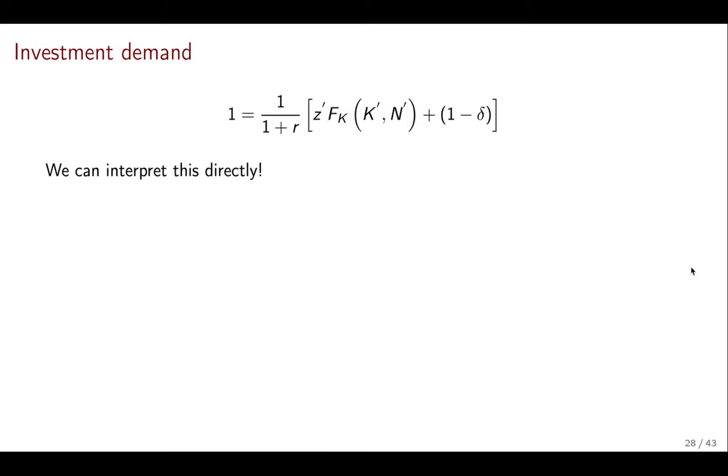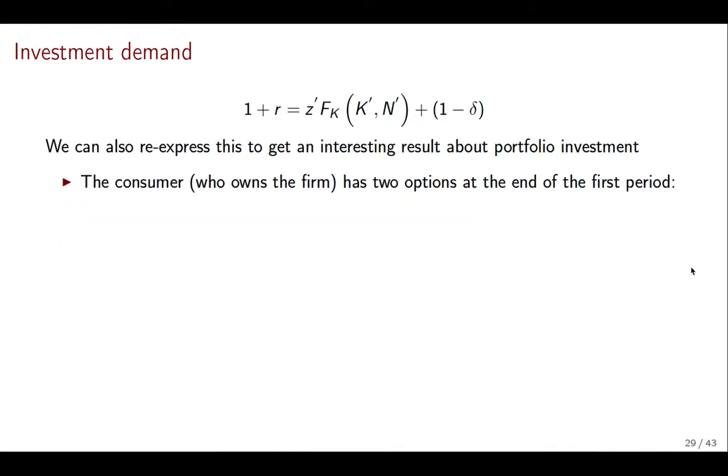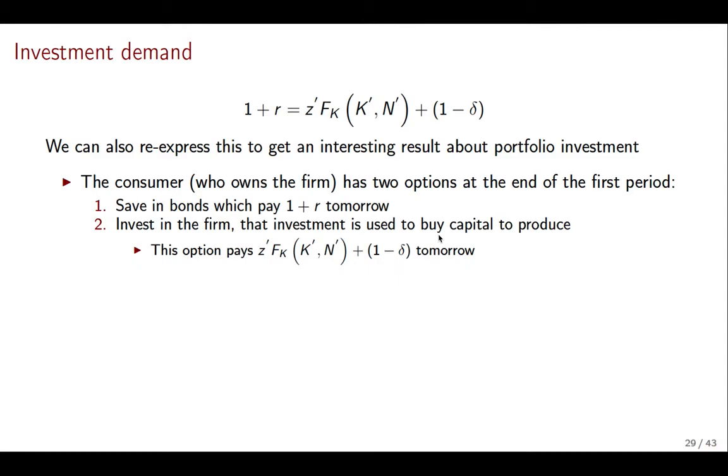It just matters how much total present value of profits there is. So going back here to the problem that this consumer is solving, it has 2 options. It can take the profits of the firm, save them in bonds. Those savings are going to pay 1 plus R tomorrow. So if you save in bonds, you for sure get 1 plus R tomorrow. Alternatively, you can invest in the firm. That investment is used to buy capital, and that capital is used to produce. This option of investment is going to pay tomorrow the marginal product of capital plus the after depreciation liquidation value of that additional capital.